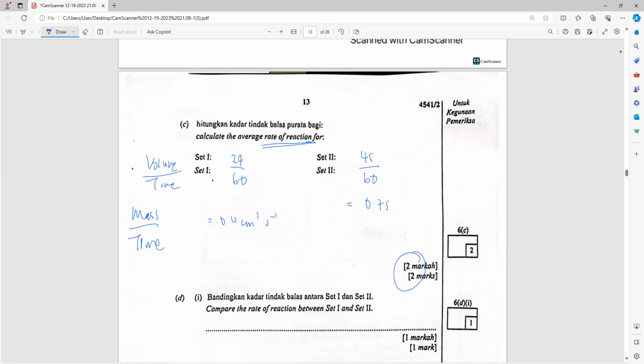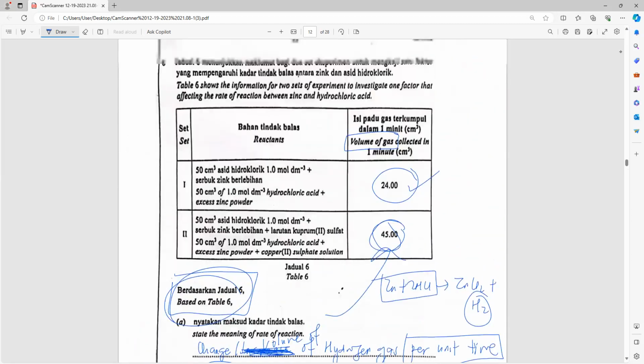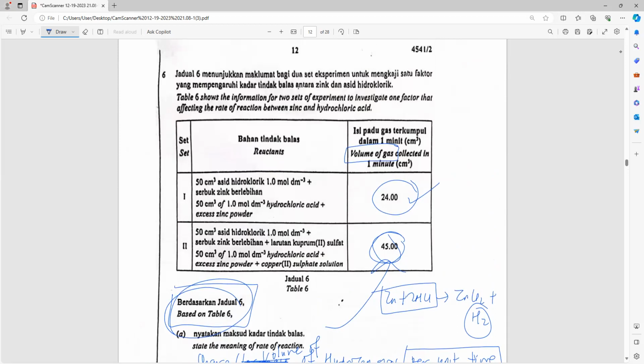Very good. In chemistry, your unit is very important. Let's say you just put 0.4 here, so you get no marks at all. Sorry, no marks. Then now we go back to the question. We understand the question better.